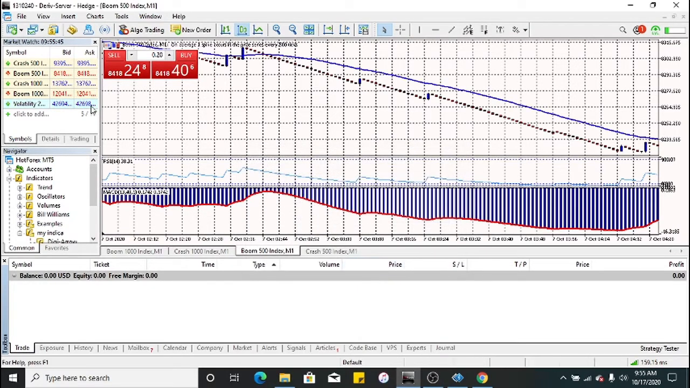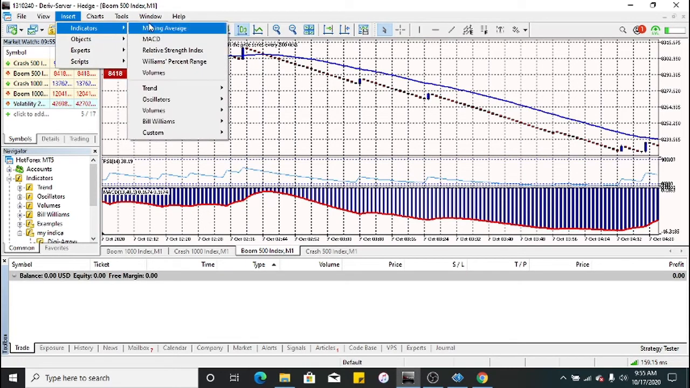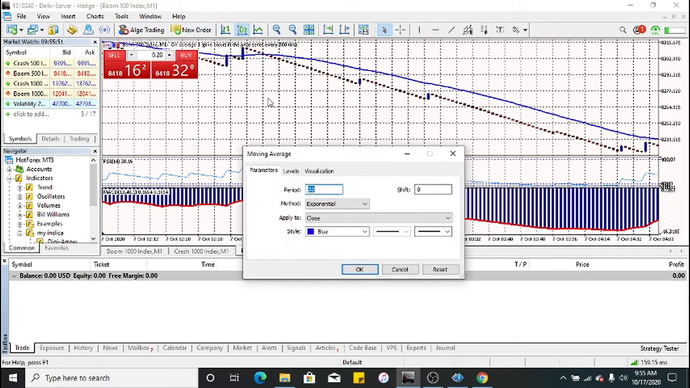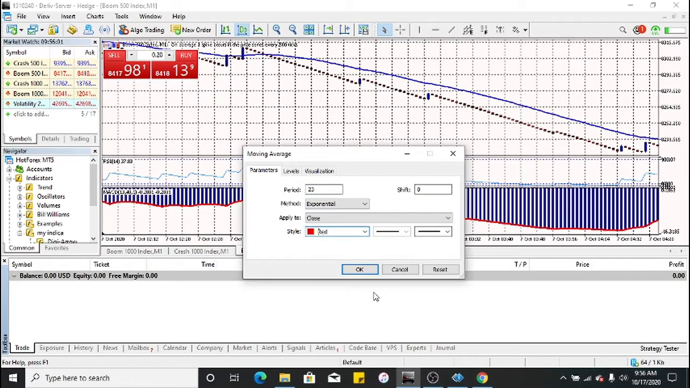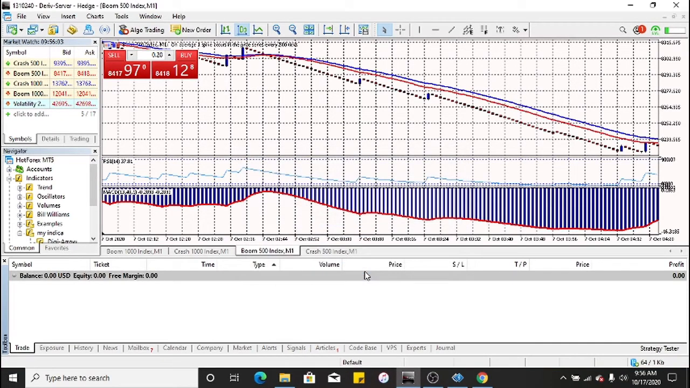Okay, the next moving average, you set the period to 23, exponential, and the color you can change to red. Okay, so basically this is it.